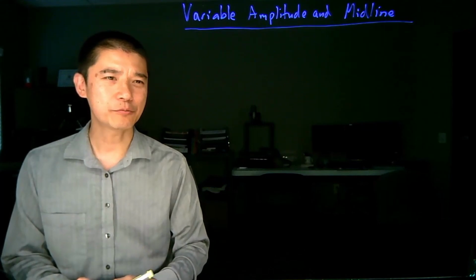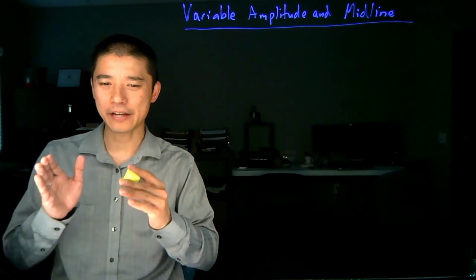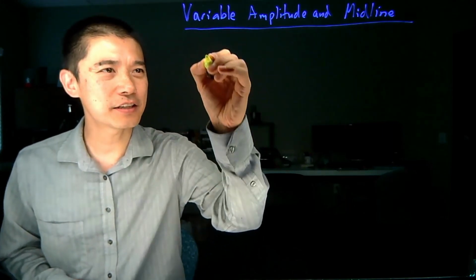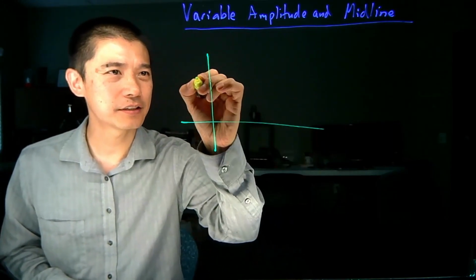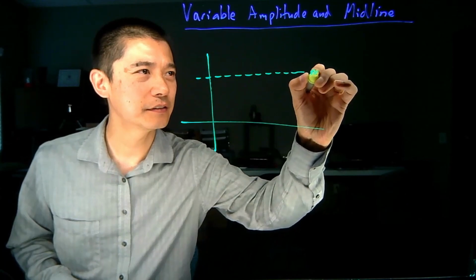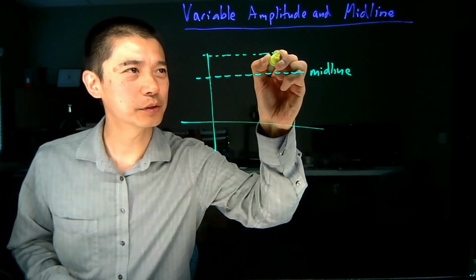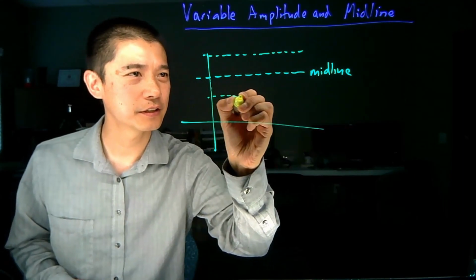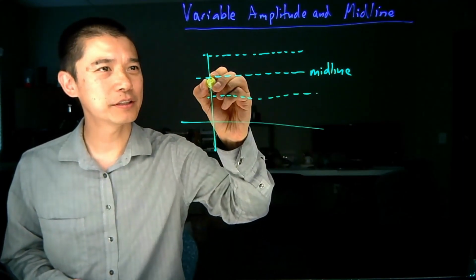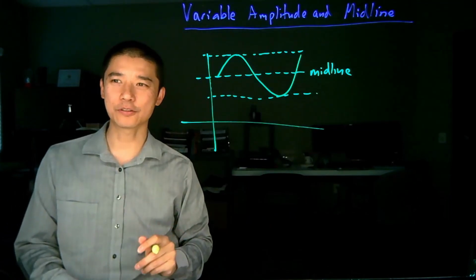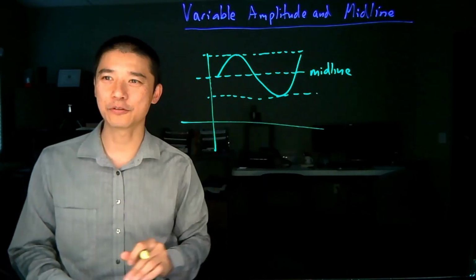In this chapter, we've been looking at situations where we have a constant midline and a constant amplitude. And that has led us to graphs that look basically like this. Here's our midline. And then we have our amplitude, which gives us an upper limit and a lower limit. And then our sinusoidal function oscillates between those two values.